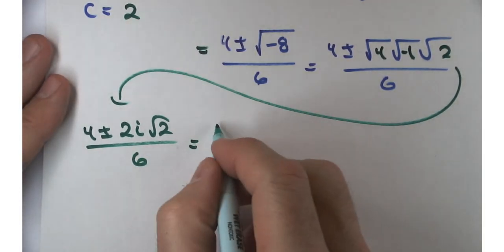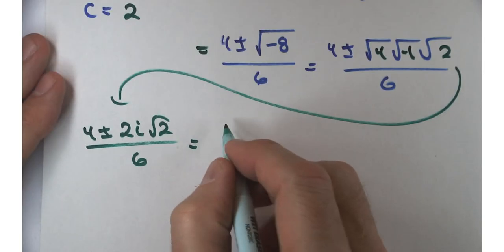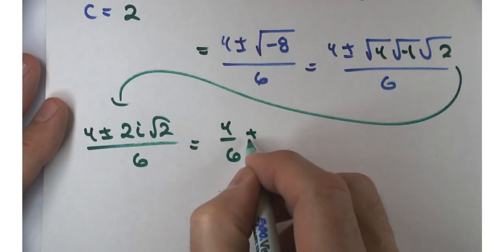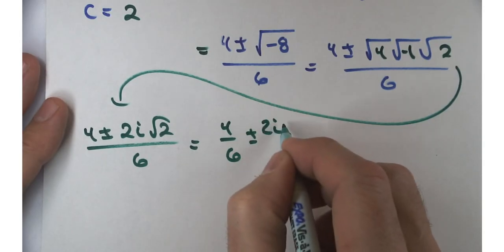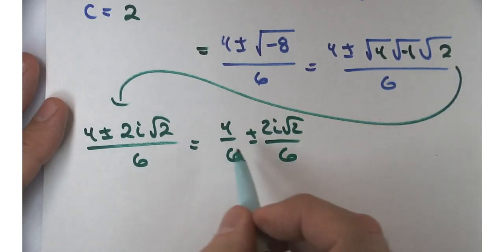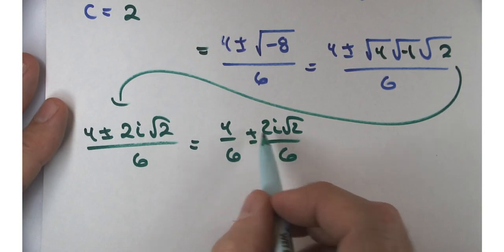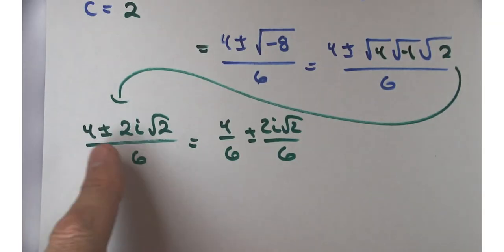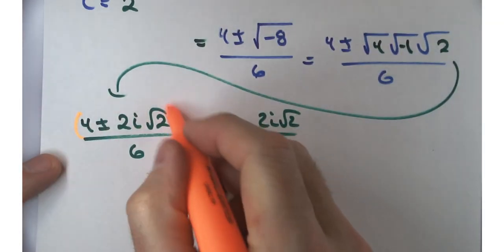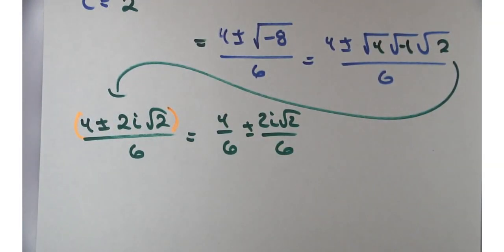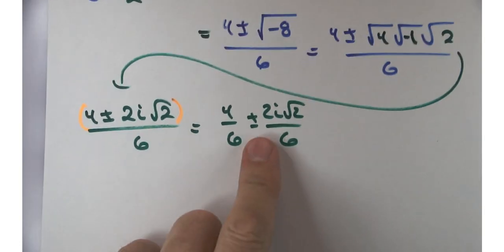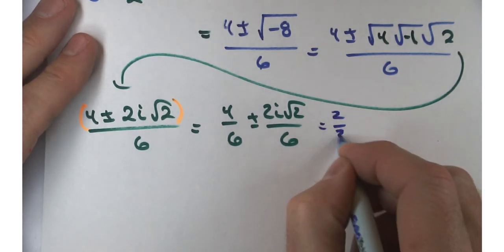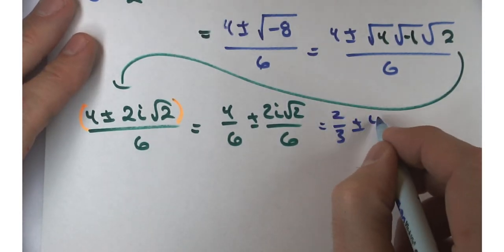So, yeah, a couple possibilities. One would be to split it up: 4 over 6 plus or minus 2i square root of 2 over 6. And it feels like, well, why can I cancel here and I couldn't cancel here? Because these are added and subtracted. You can't cancel into an addition or subtraction. You're not doing that here. All these things are being multiplied. So I get 2/3 plus or minus i square root of 2 over 3.